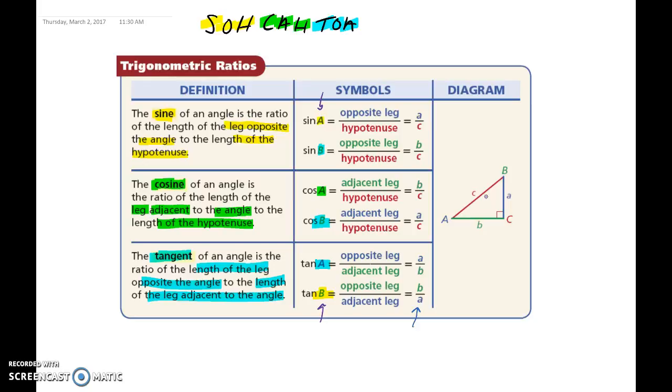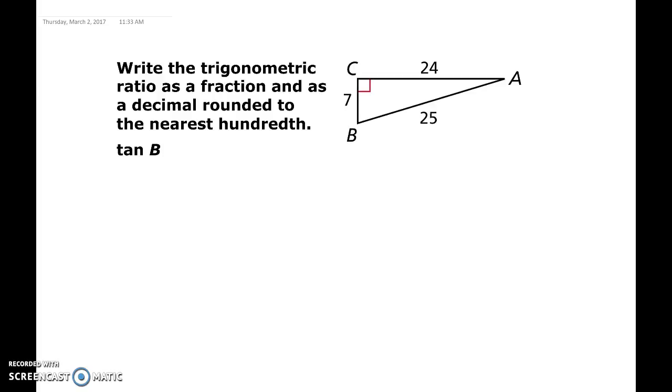All right, so now let's go ahead and we have two examples we're going to do, and then we're done with this video. The first one is: write the trigonometric ratio as a fraction and as a decimal, rounded to the nearest hundredth. And the trigonometric ratio that they want us to solve for is tangent of B. That means I need to highlight angle B. Then I need to see, well, what is opposite of that? Well, this is my opposite. My leg that is adjacent is going to be this leg here, so there's my adjacent, and my hypotenuse will never, ever change, and that will be here.